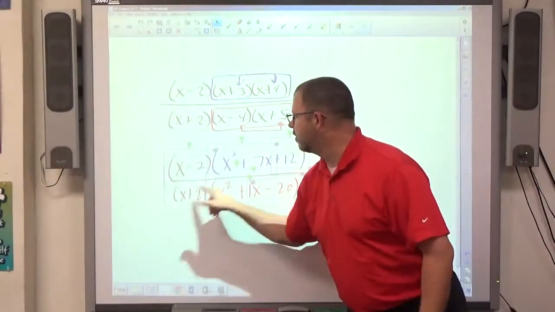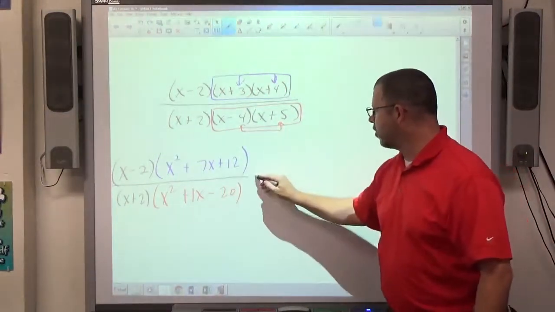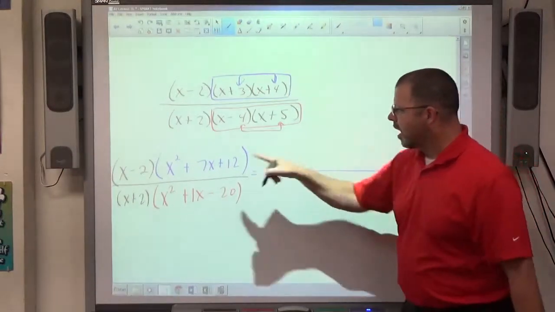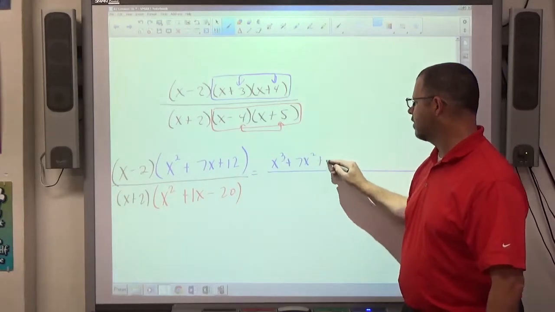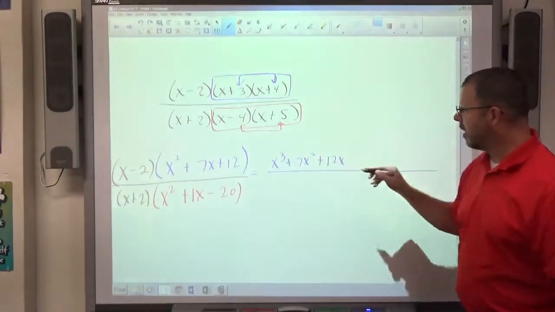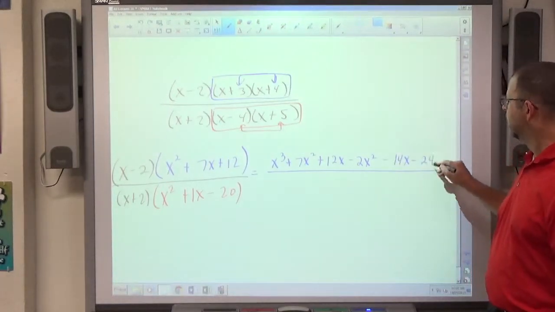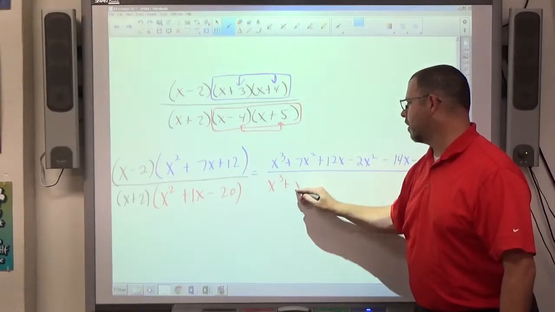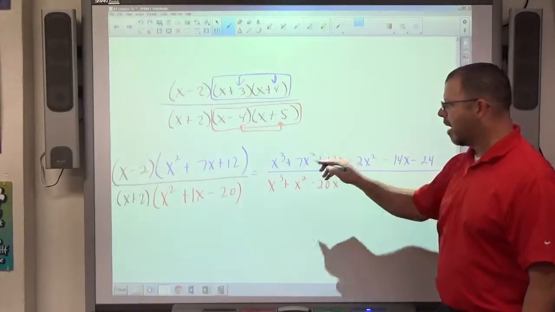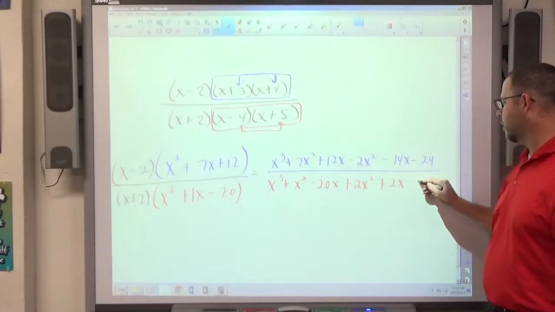So then I would expect you at this point, again, you have this as your answer, get to here, and then you multiply this out. X times everything first is x cubed plus 7x squared plus 12x. Negative 2 times everything is negative 2x squared minus 14x minus 24. On the bottom, x times everything is x cubed plus x squared minus 20x. Positive 2 times everything is positive 2x squared plus 2x minus 40.